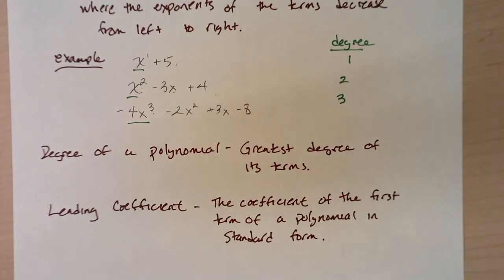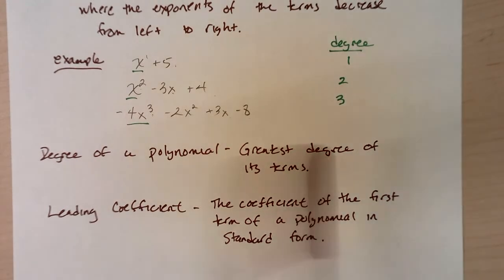And then another key term is the leading coefficient. So the leading coefficient of a polynomial is the coefficient of the first term of the polynomial in standard form. So it's key, if you're trying to find the degree of a polynomial, if you're trying to find the leading coefficient, to be able to put the polynomial into standard form. Each of these polynomials are in standard form. We figured out the degree.